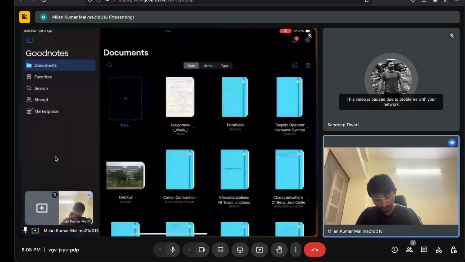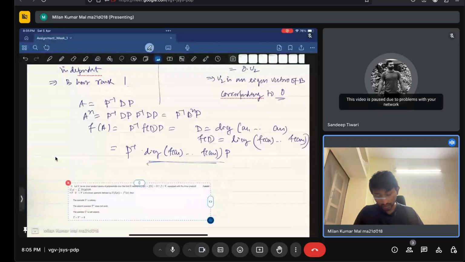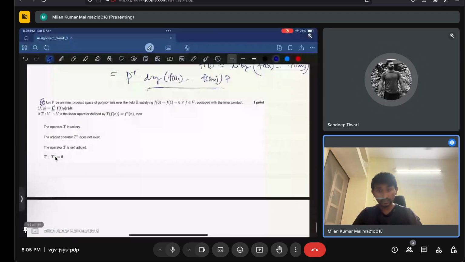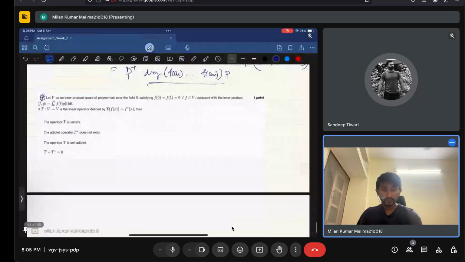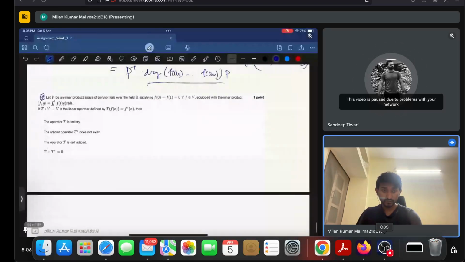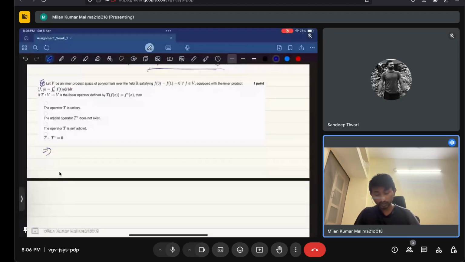So this is the first problem. I will try to do it as quickly as I can, because this problem is done in the main course content, but let's do it again. I will go for around 15 to 20 minutes because of the lack of time.